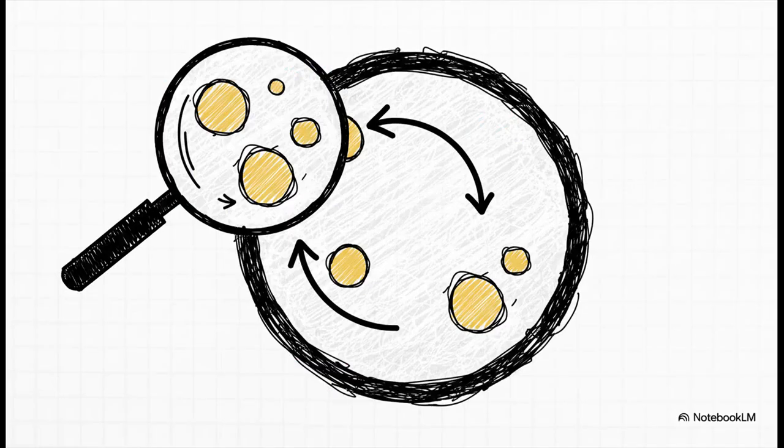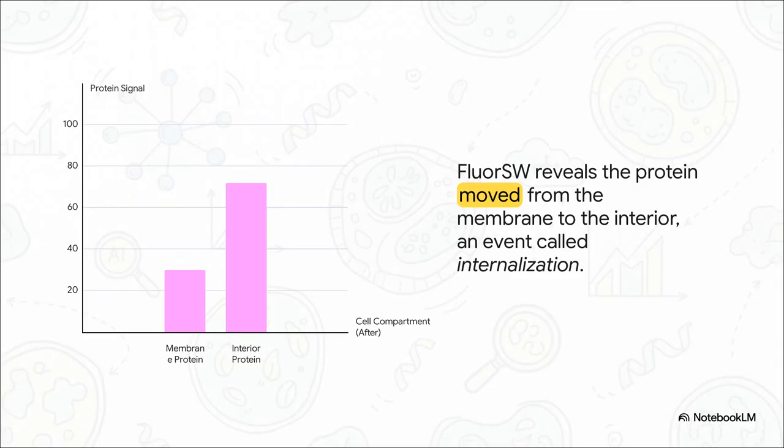Because when you use FluorSW's high-def, compartment-specific view, the real story just pops right out. The protein hasn't gone anywhere. It has moved. And boom, this is where you see the magic of FluorSW. Look at this data. After the treatment, the amount of protein on the membrane plummets, and at the same time, the amount in the interior skyrockets. The protein has been internalized. It's been pulled from the surface of the cell to the inside. That movement is a huge deal in biology, especially for things like our immune system. And with the old methods, it was completely invisible. You just couldn't see it.